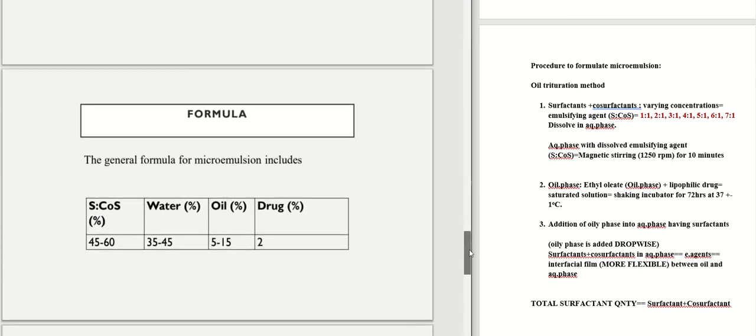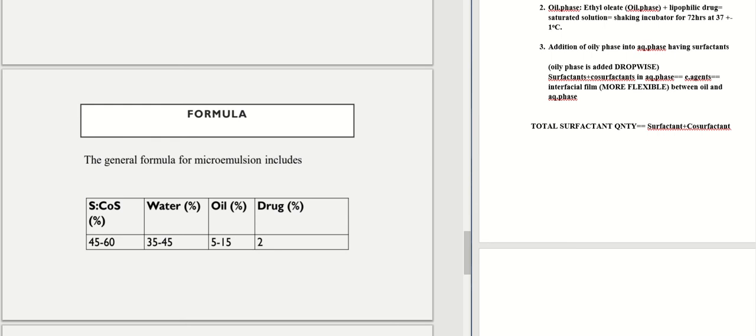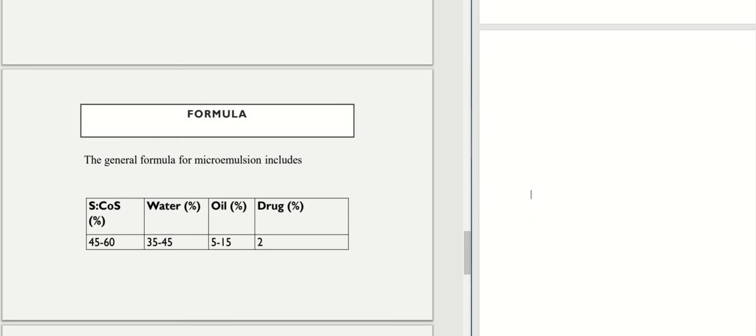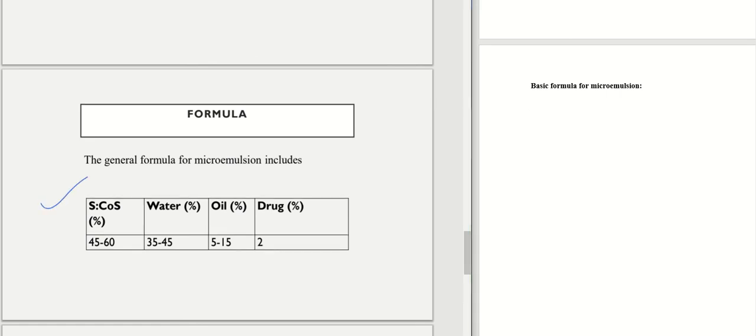Now let us see the basic formula to be considered to formulate a microemulsion. The basic general formula for microemulsion is discussed in terms of percentages, so that it can be applicable to any quantity, be it 5 ml microemulsion to 1000 ml microemulsion formulation. We can expand this formula. Hence this general formula is given in terms of percentages.